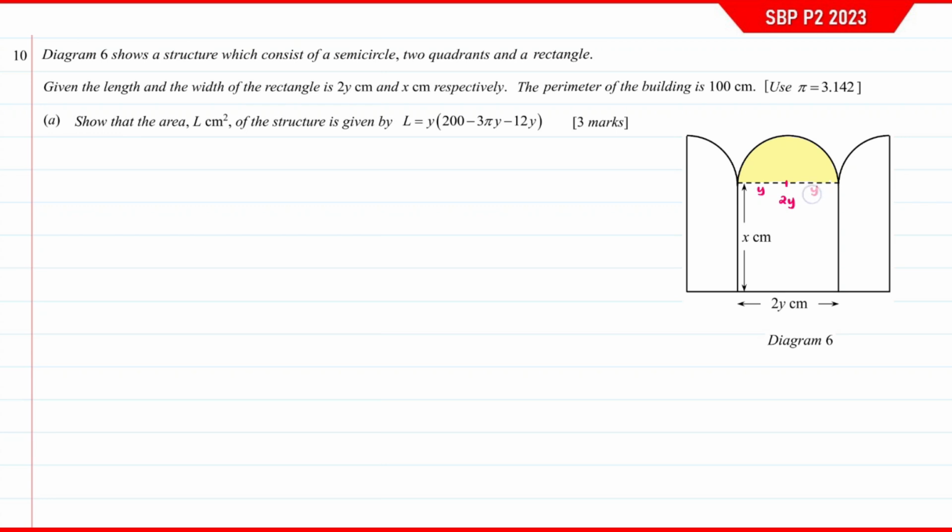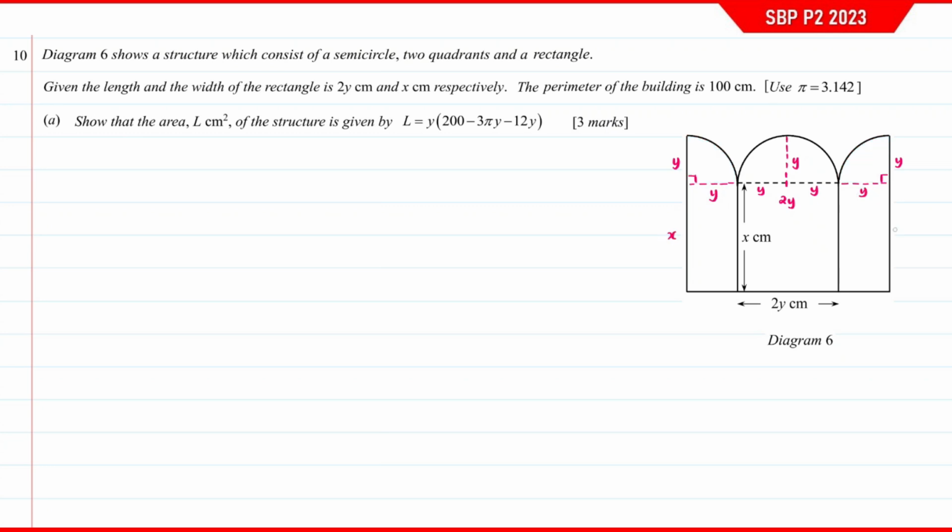Then the radius will be y. And these two will be the quadrants. So this part here is also the radius of the semicircle, which is y. Then the radius of the quadrant will be y as well.